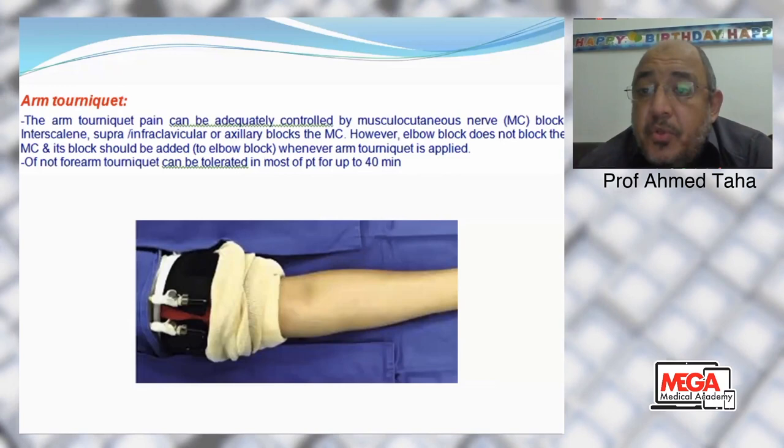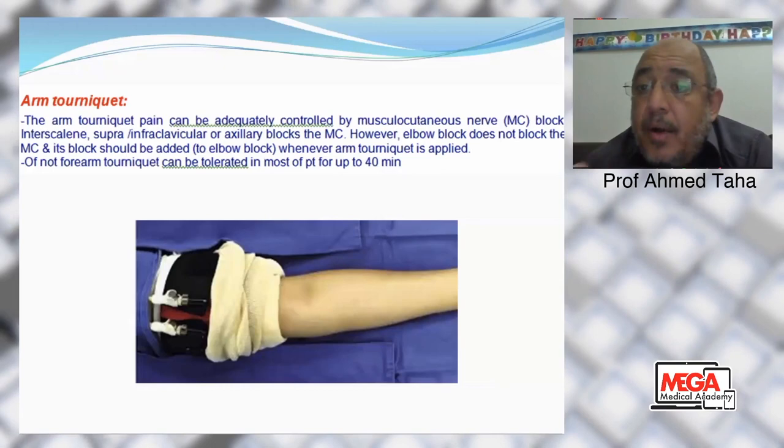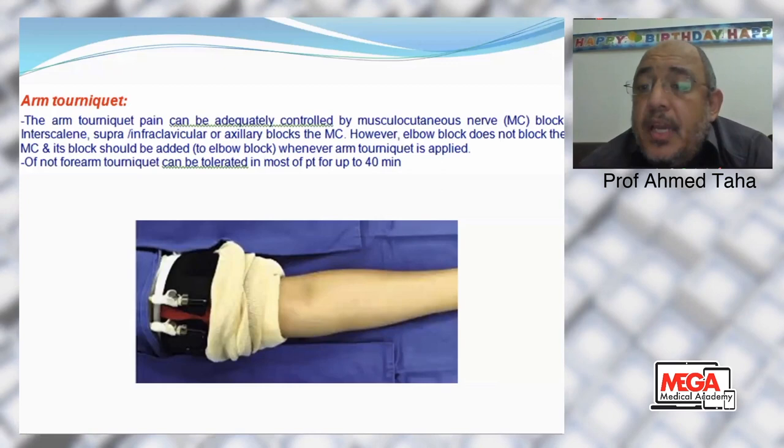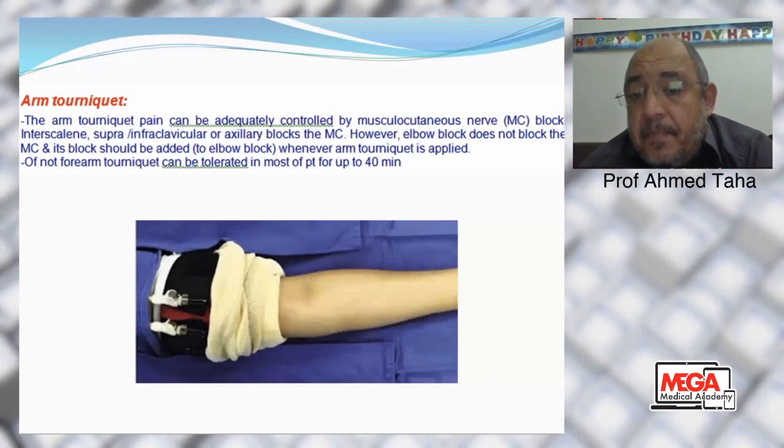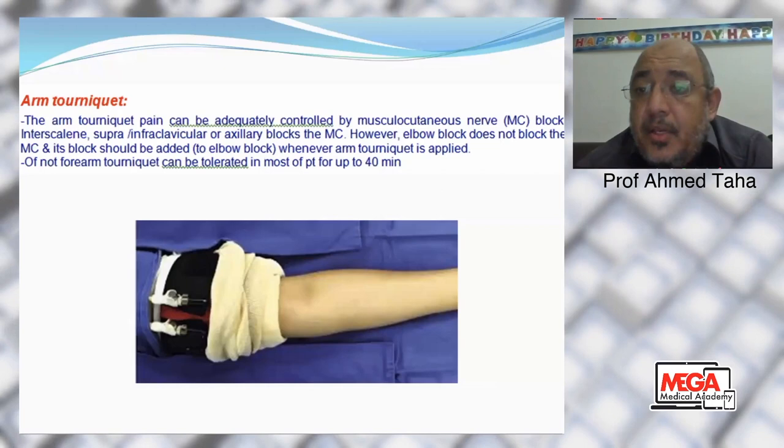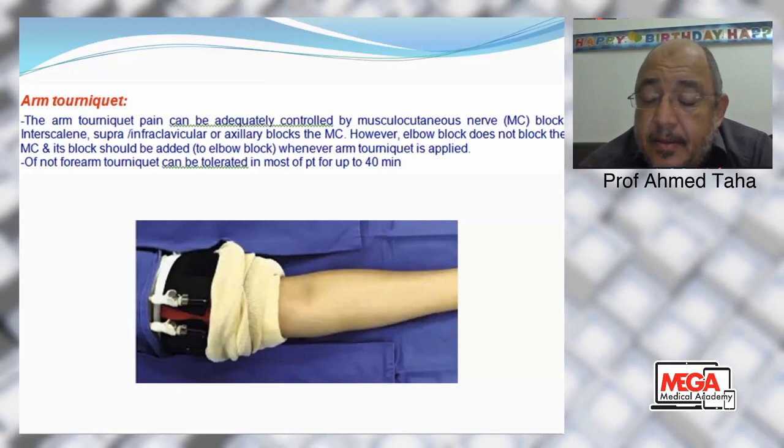However, if you do elbow surgery, you have to block the musculocutaneous separately if you need to apply an arm tourniquet. One good point: if the surgeon is cooperative, you can use a forearm tourniquet. Usually, a forearm tourniquet can be tolerated for 40 minutes without anesthesia most of the time. But if the surgeon insists on an arm tourniquet and you want to give the elbow block, you have to block the musculocutaneous nerve separately.